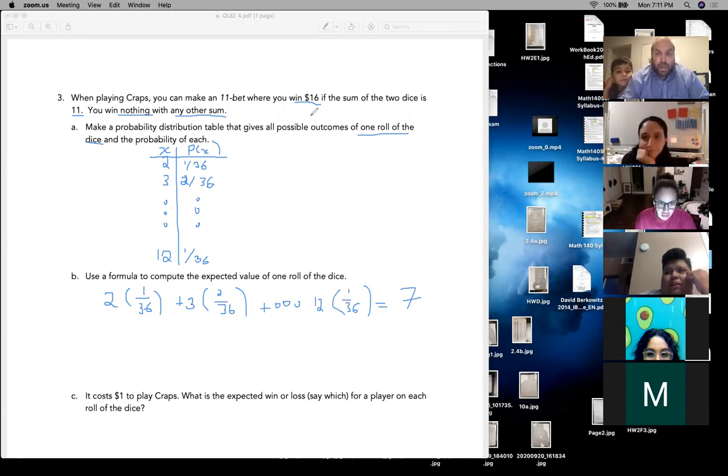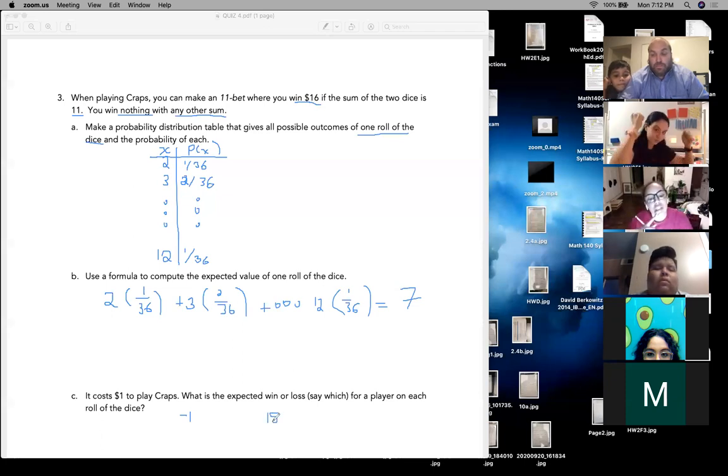Okay. Part C, it costs $1 to play this game. What is the expected win or loss, say which, for a player on each roll of the dice? Well, there's 2 possibilities. Possibility 1, you lose $1. Possibility 2, you win $15. You're still losing $1, so not 16 because you paid $1 to play, but $15. What's the probability of losing $1? Since the only way to win is by getting an 11, which is 2 out of 36, the likelihood of winning nothing is 34 out of 36.